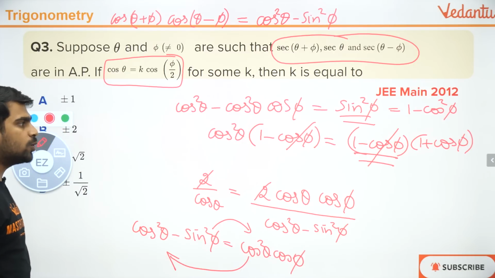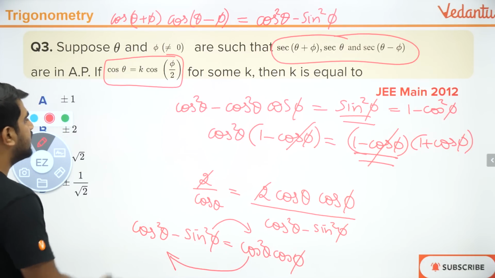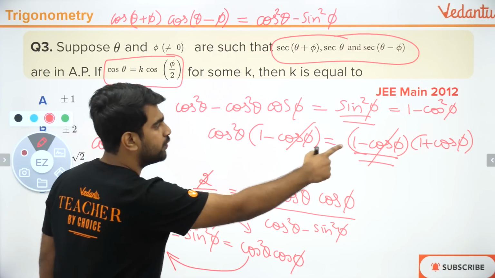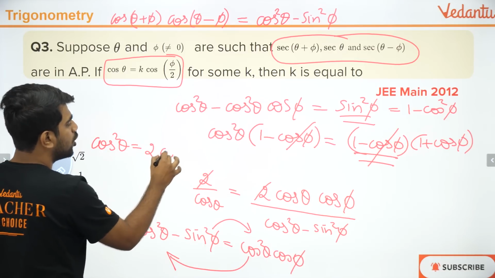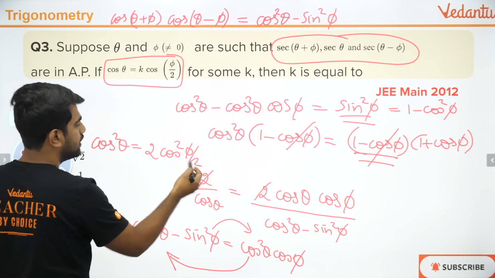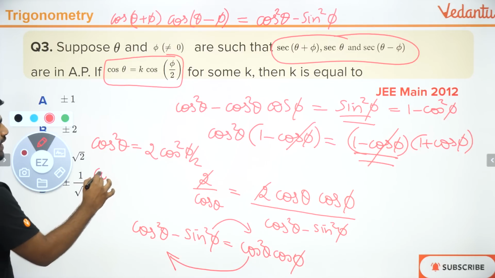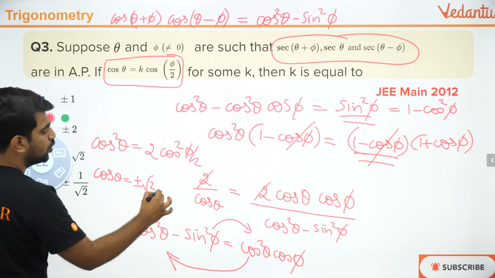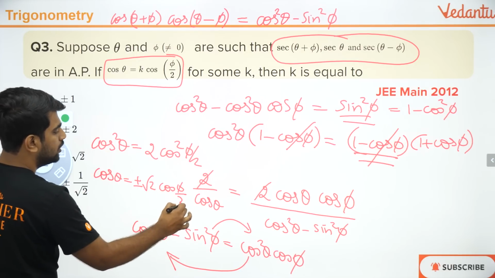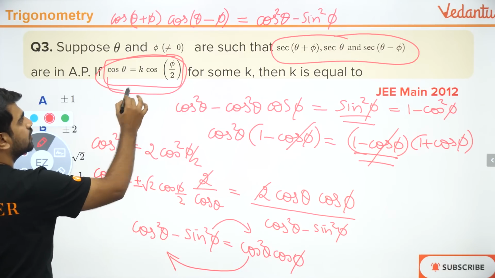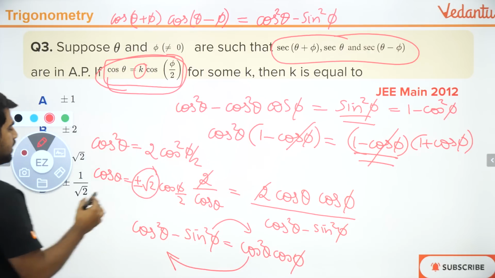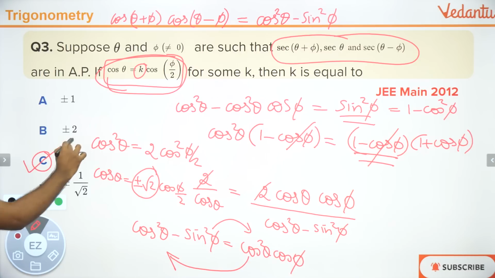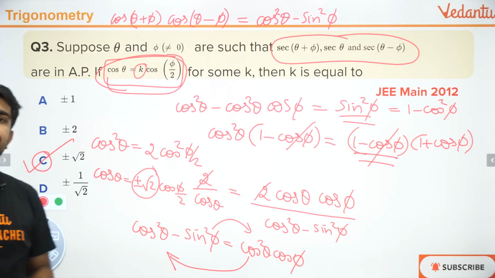So what am I left with? Can you guys help me out with that? I am left with cos square theta is equal to 1 plus cos phi. What is 1 plus cos phi? 2 cos square phi by 2. Now let me take root on both sides. If I take root on both sides, I'll get cos theta is equal to plus or minus root 2 times cos phi by 2. So that is the same thing which I have here. So what is my k? My k is plus or minus root 2, which I of course have. That's it. That is the way to solve it.